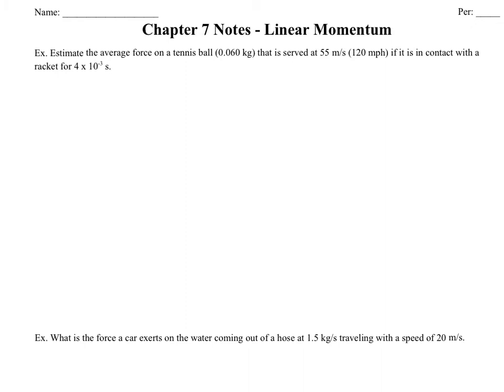Two examples of how we would use this. First, it says, estimate the average force on a tennis ball, which has a mass of 0.06 kilograms, that is served at 55 meters per second if it is in contact with a racket for 4 times 10 to the negative 3 seconds. So if we think about this, here's our racket.